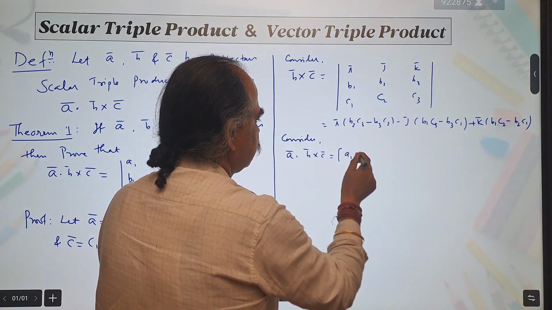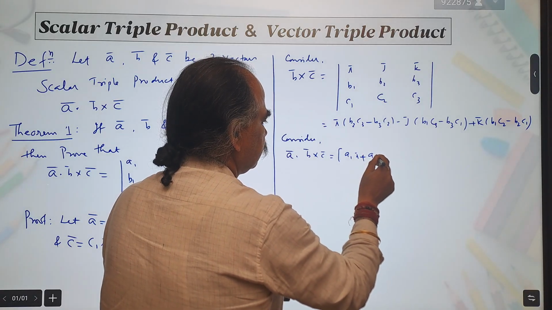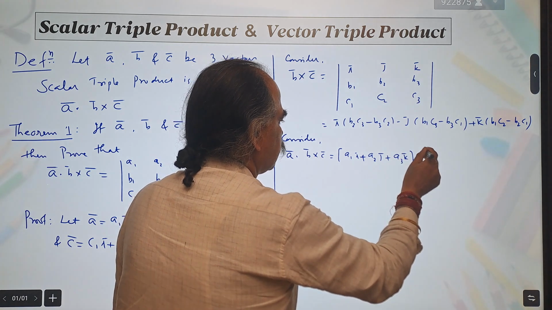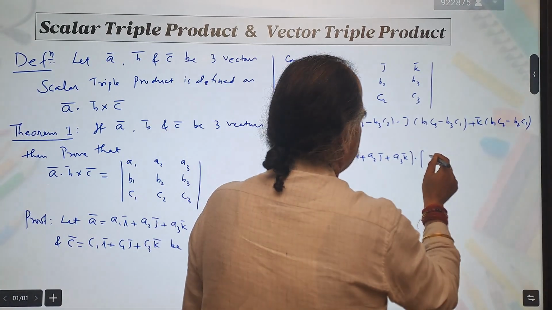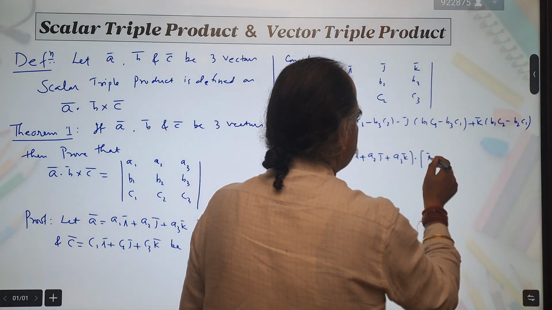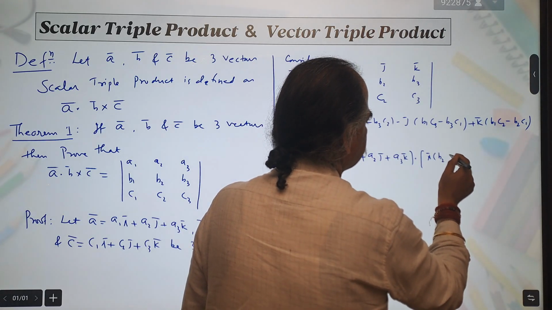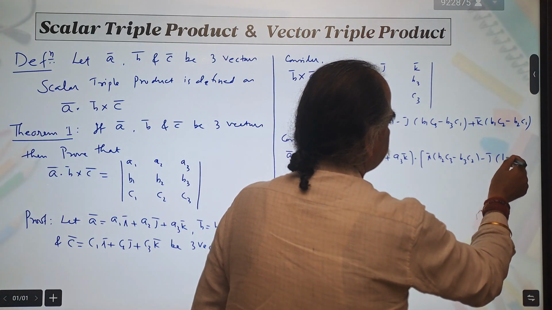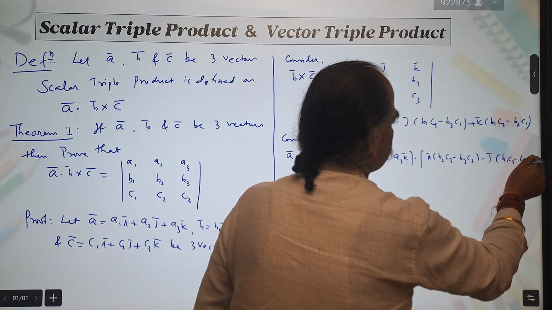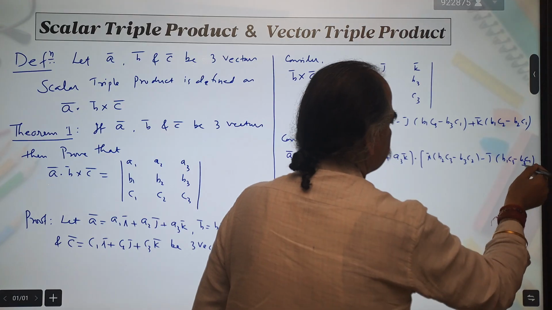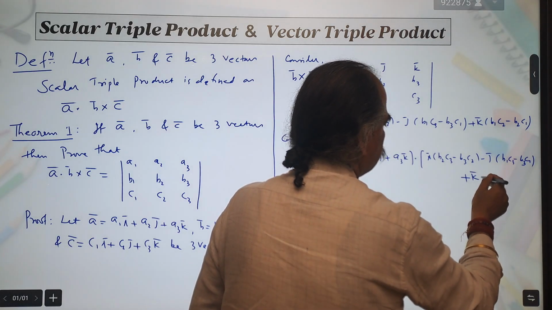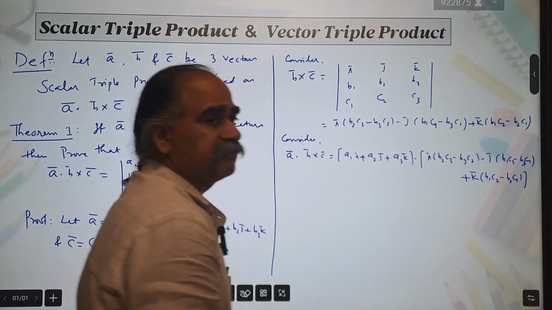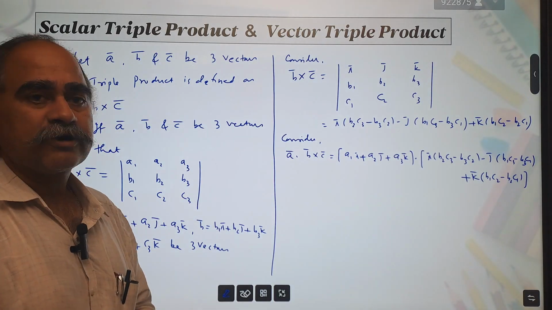A bar is what? A1i plus A2j plus A3k, dot I bar into B2C3 minus B3C2, minus J bar into B1C3 minus B3C1, plus K bar into B1C2 minus B2C1. Now we are taking dot product.